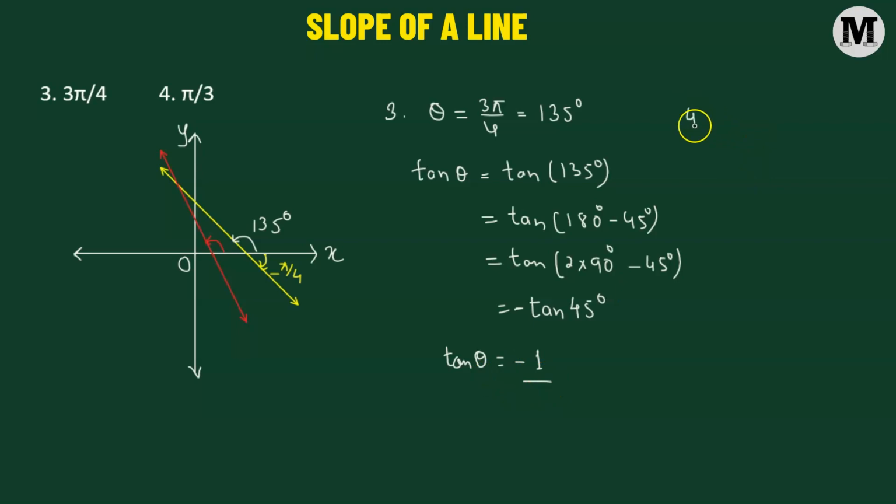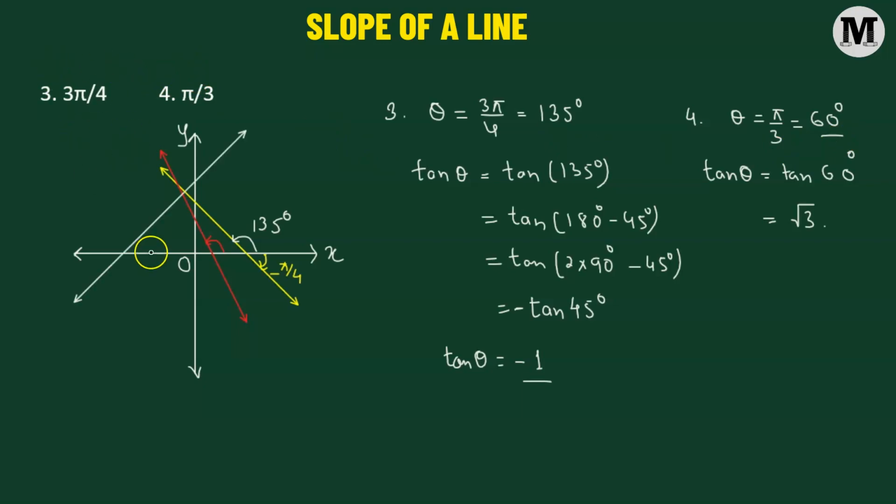Let's try out the final problem. So here theta is pi over 3 radians. Pi over 3 means it's 60 degrees. Now this is an acute angle, less than 90 degrees. So tangent of theta, which will be the slope of that particular line, is tangent of 60 degrees. The tangent of 60 degrees is the value square root of 3. Here we're getting a positive value of slope because our angle was an acute angle. So let's check out that particular line as well in the Cartesian plane. So here we have this particular angle, which is 60 degrees, and the slope of this particular line came out to be square root of 3, which is a positive number.